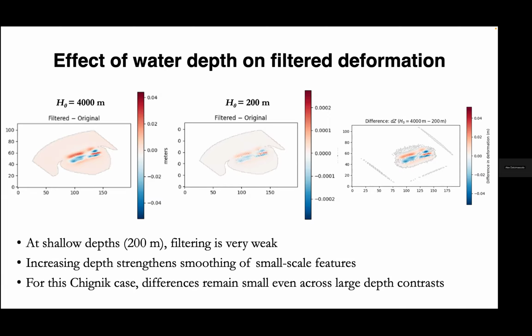So the difference map that is shown on the right side of this slide also highlights where the depth-dependent filtering matters the most. But these changes are again really small for this example. So for this event, the Kajiura filter is not highly sensitive to reasonable choices of water depth that match the geographic location for this source region.